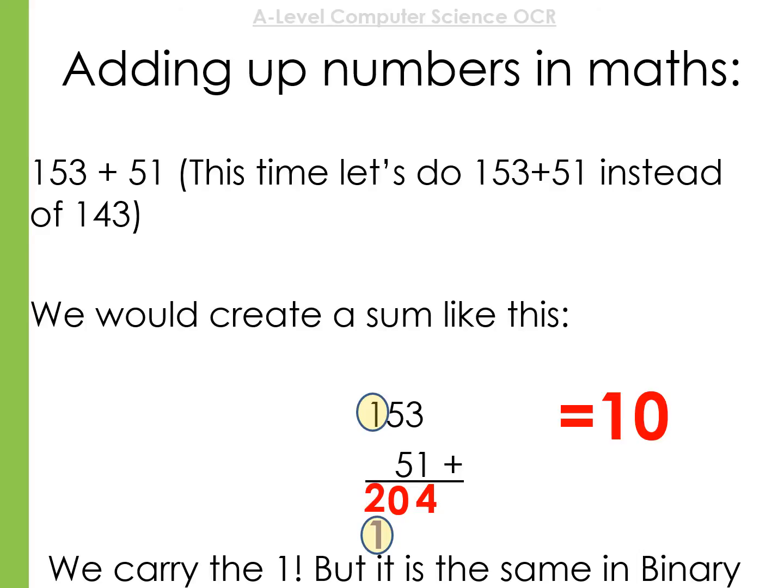Let's just think about how we carry in maths. We're going to have a look this time at 153 plus 51. The first one is 3 plus 1, which is 4, which is easy. The next one is 5 plus 5, that gives us 10. So we put a 0 in our answer and we carry 1. Then finally we have 1 add 1, which equals 2.